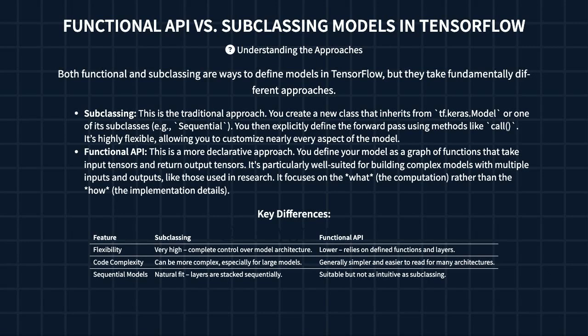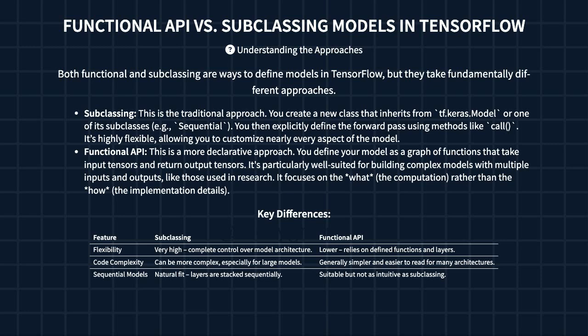Okay, let's talk about how you define your TensorFlow models. You have two main routes, the traditional method of subclassing and the more modern functional API. Subclassing is like building a model from scratch, inheriting from the base TF Keras model class and customizing everything yourself. It gives you ultimate control but can get complicated quickly, especially as your models grow larger.